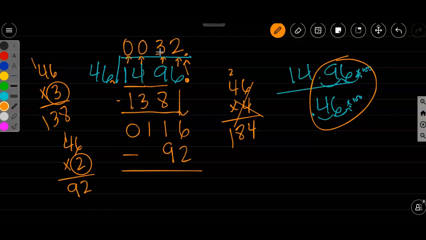Subtract. So then let's see. We have 6 minus 2 is 4, and 11 minus 9 is 2. But uh-oh, we have a remainder. So we have to make a 0 here. We have to extend this.